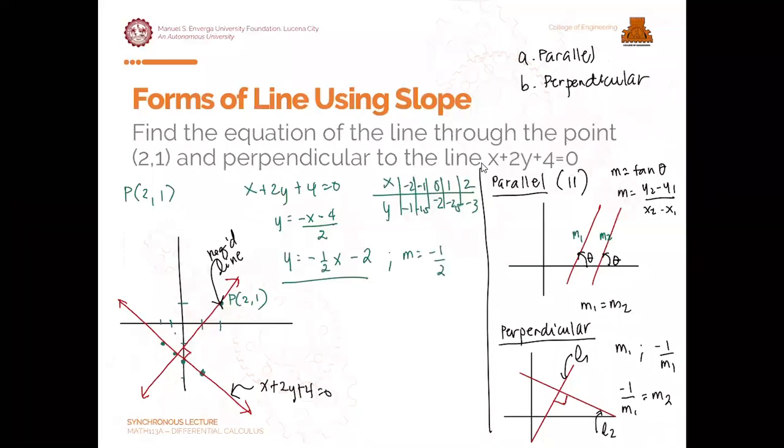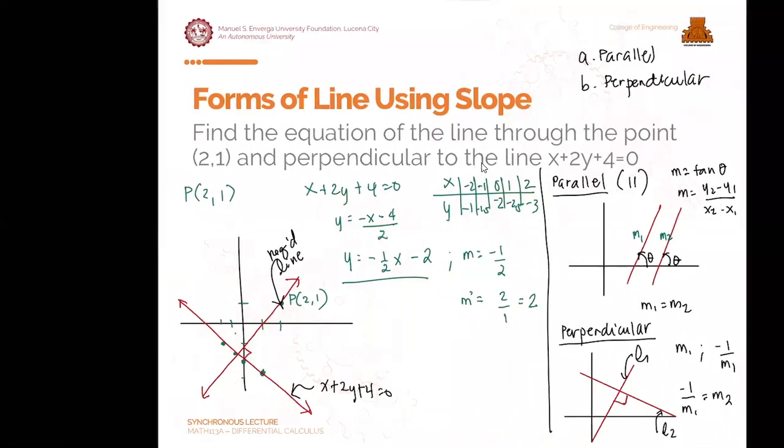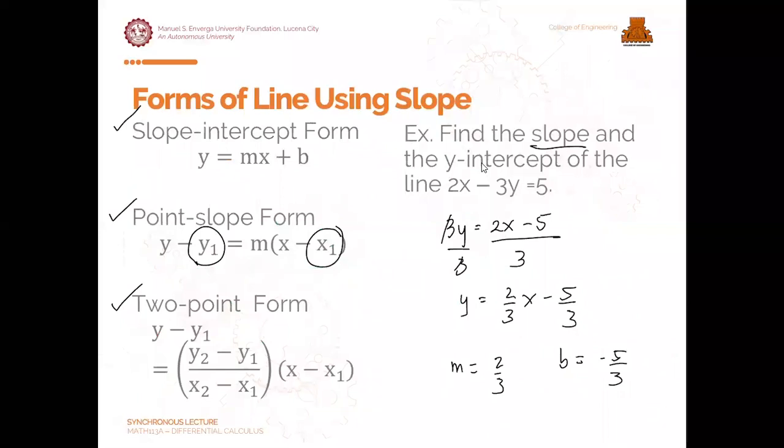Okay? So, para magkaroon tayo ng perpendicular na line, kukunin natin yung negative reciprocal nung slope na yon. Okay? So, negative reciprocal niya. So, reciprocal ng 1/2 is 2 over 1. Okay? Tapos negative. Negative times negative is positive. And 2 over 1 is simply 2. So, ito yung magiging m prime. Okay? M prime. Ito yung magiging slope nung bagong line.